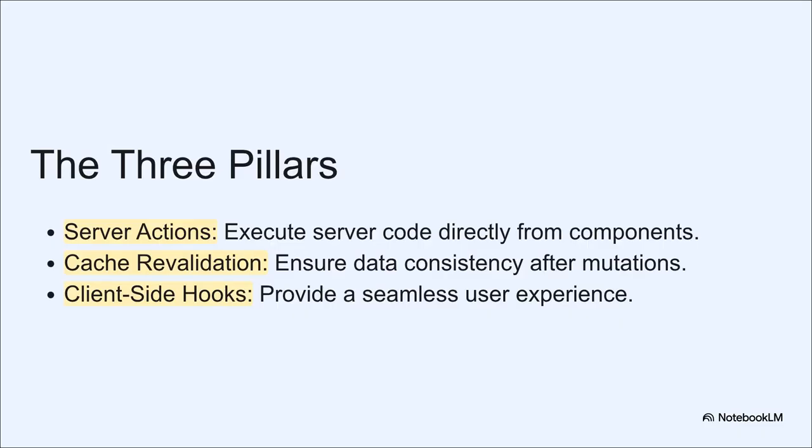Okay, so this whole new model really stands on 3 main pillars. And the key thing to get is that they're designed to work together perfectly, like a well-oiled machine. You've got server actions, which let you run server code right from your components. Then there's cache revalidation, which is crucial for making sure your users don't see old, stale data. And finally, you have client-side hooks that tie it all together for a super smooth user experience. The real magic isn't in any one of these things. It's how they all integrate.